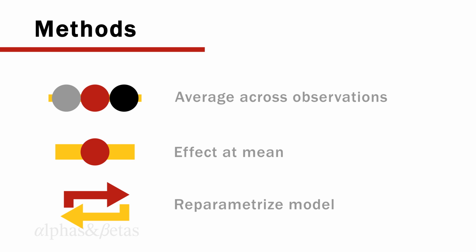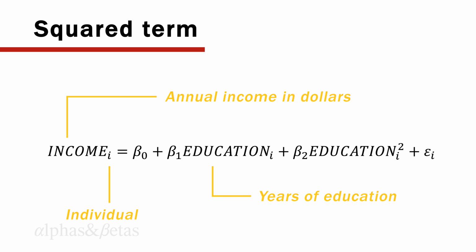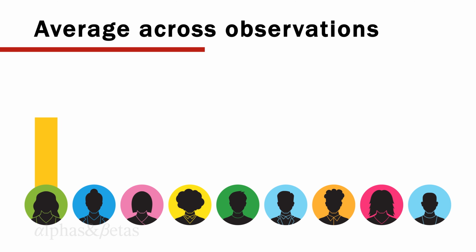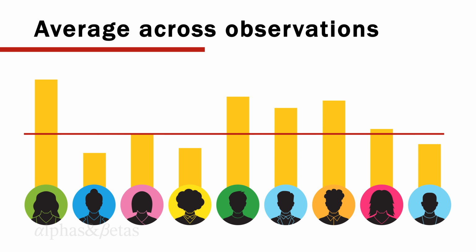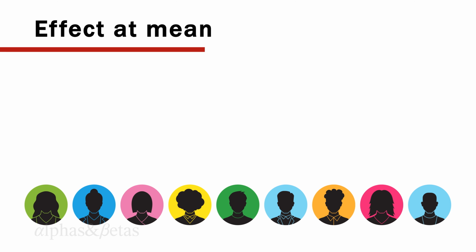We can calculate the APE in several ways. Let's consider a model that includes squared terms. One method is to calculate the marginal effect for each observation and then average these effects across the sample. This approach shows how income would change on average if each person's education were increased by 1 year. Another method is to calculate the marginal effect at the mean values of the variables, specifically for a person with the average number of years of education in the sample.